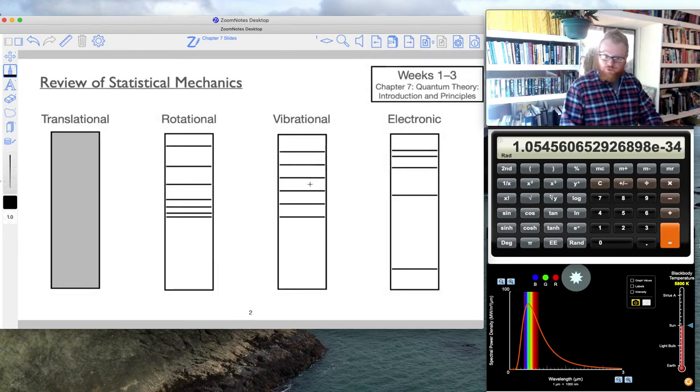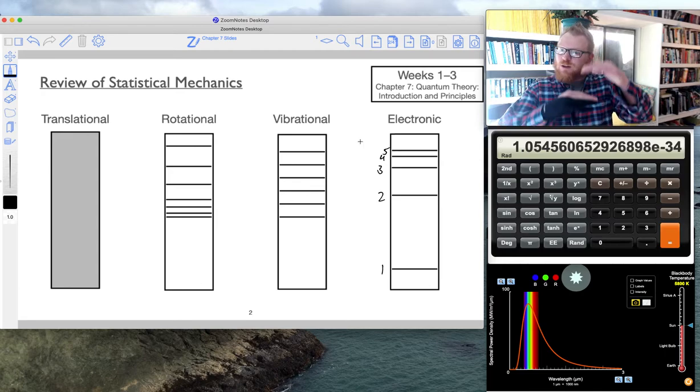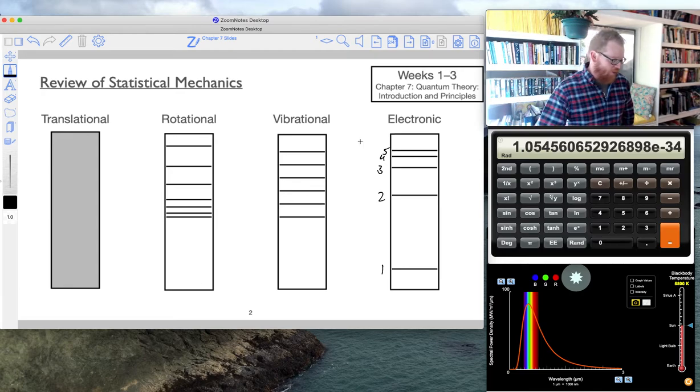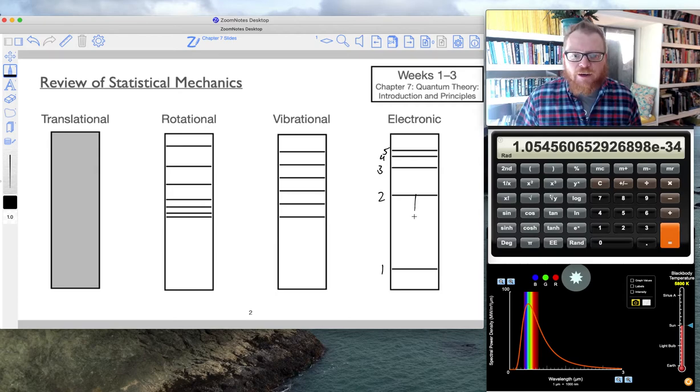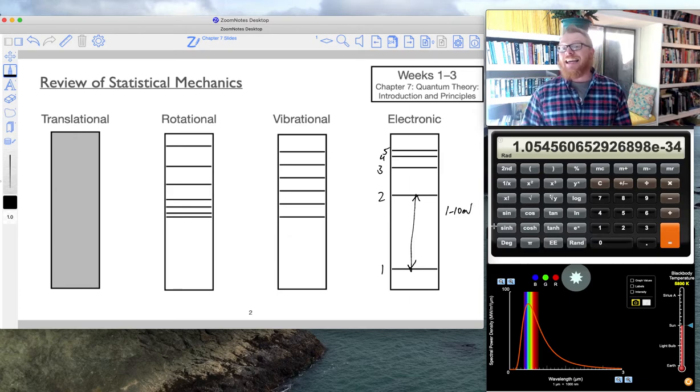So just a quick flash review of stat mech. We recall that these are our 4 molecular modes of motion: the translational, the rotational, the vibrational, and the electronic. We recall that the energy levels of the electronic, so let's say this is energy level 1, 2, 3, 4, 5, etc., they get closer together as we go higher up. We're going to prove that mathematically. And the energy spacing for a typical electronic transition, I'm just going to give this in terms of electron volts, is about 1 to 10 eV.